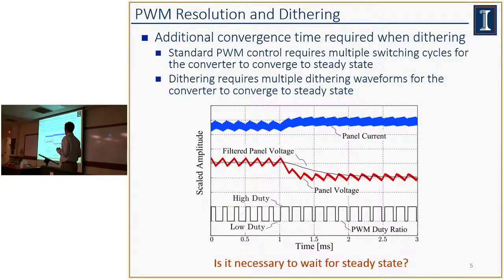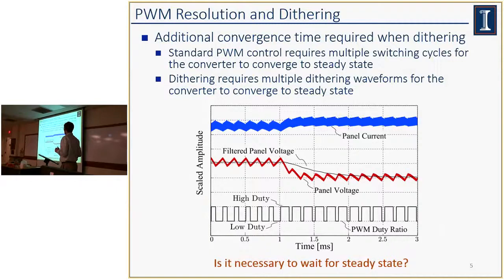And so what happens is in a typical power converter, we need to wait several switching cycles after a change in duty ratio before we can reevaluate our maximum power point tracking algorithm. When we're dithering, we need to wait several dithering cycles, depending on the converter slew rate, for the converter to arrive at a new steady state ripple.